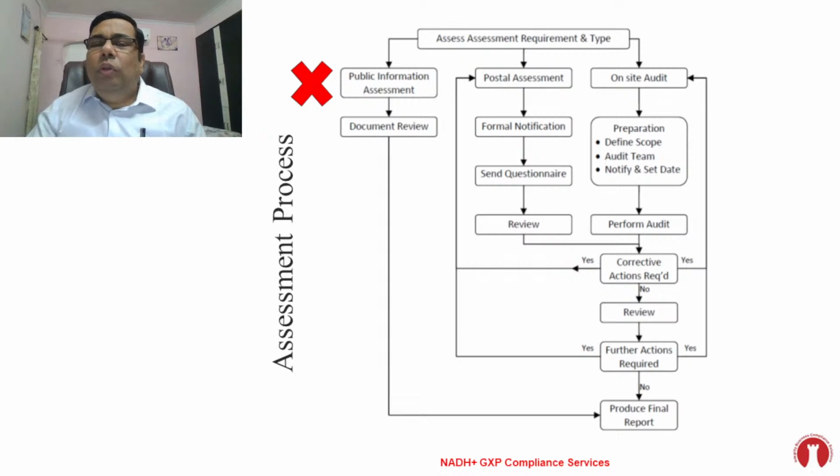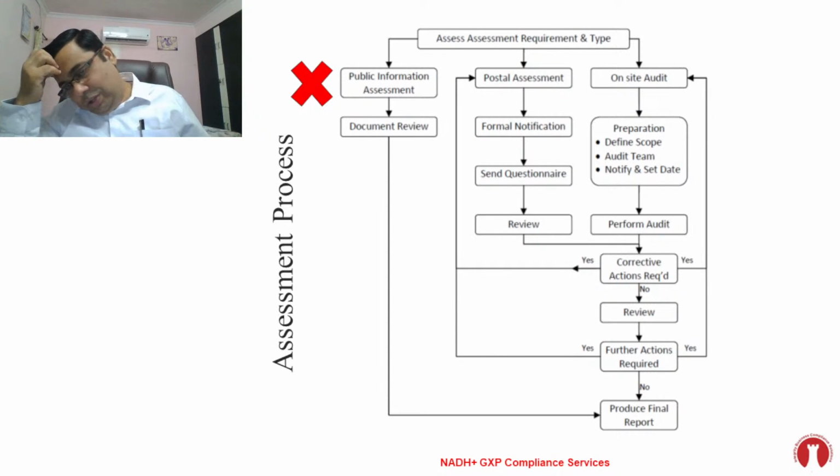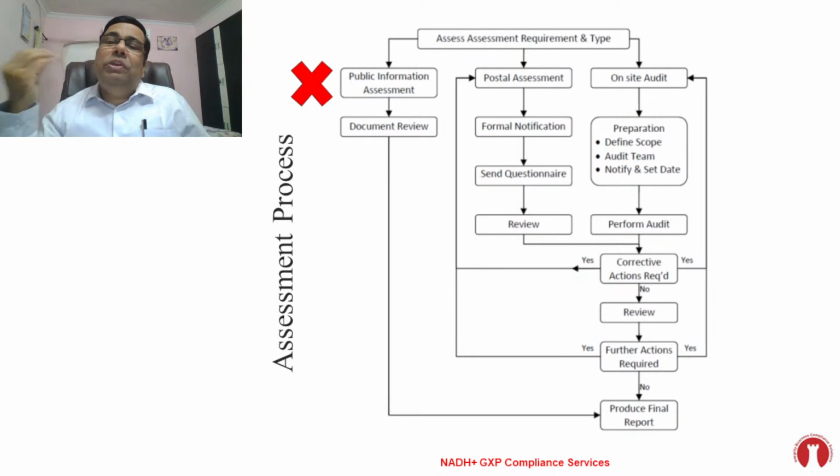Then once you receive the response from them, you review the CAPA, and if the CAPA are satisfactory, then you close the audit, you produce the final report. Correct? Postal assessment is what? You prepare the postal questionnaire, you notify them formally, send the questionnaire, you review it, and when you review it you may find some observations, and then you give those observations to them.